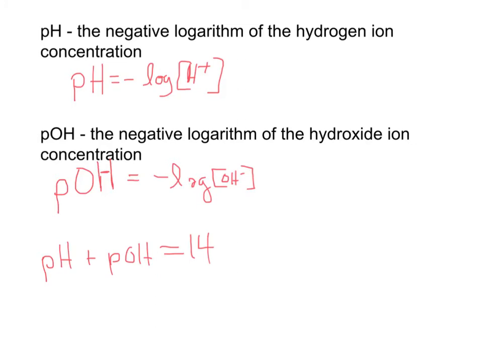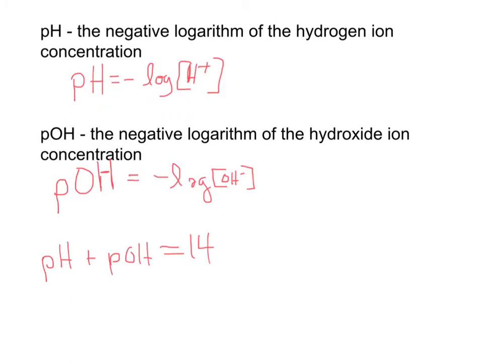So if we look at the first equation here, pH is the negative logarithm to the base 10 of our hydrogen ion concentration, or we can think of it as the hydronium, the H3O+, kind of the same thing. Okay, so that's where the actual pH number comes from.